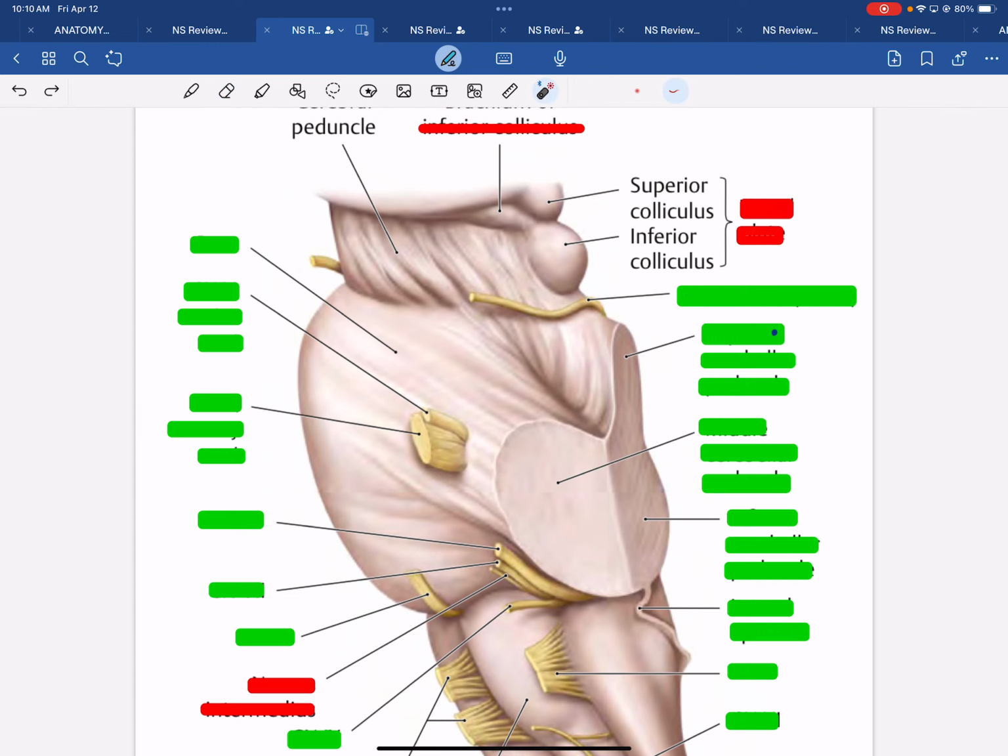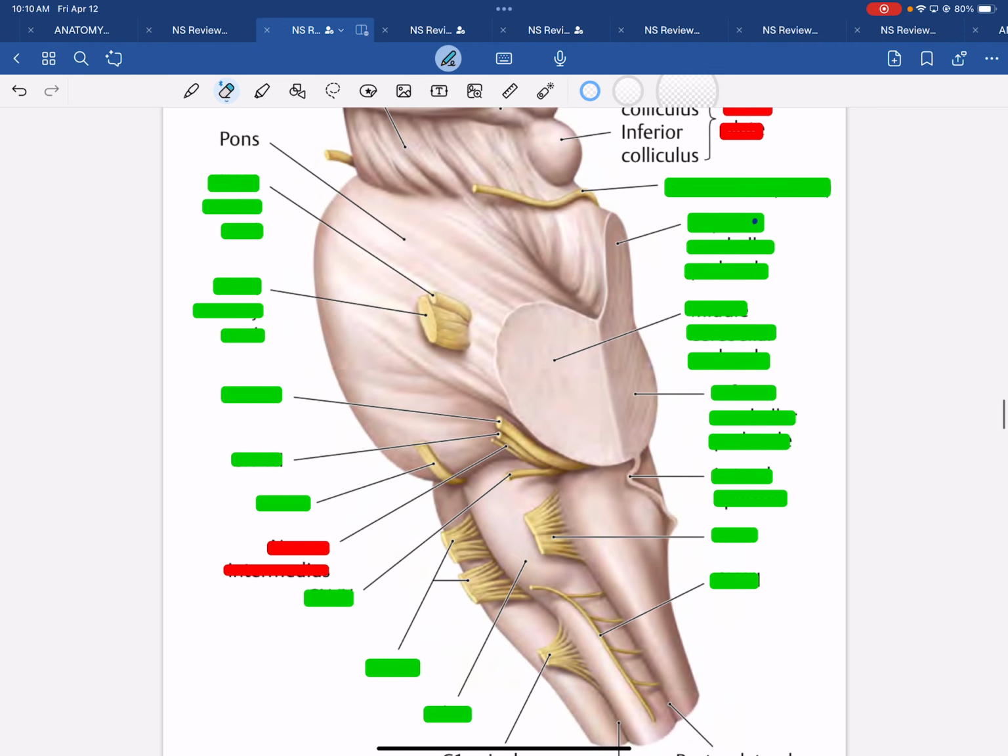Okay, what about here? Pons. That's the pons. What is this nerve? Trigeminal. Good, the trigeminal nerve. So the trigeminal nerve is here, like in the middle of the pons. Oh yeah, no, there are different parts to it.